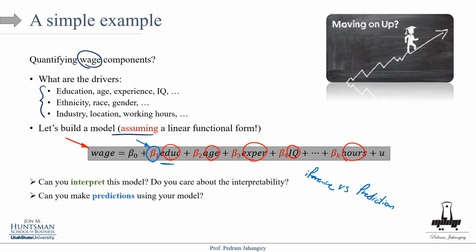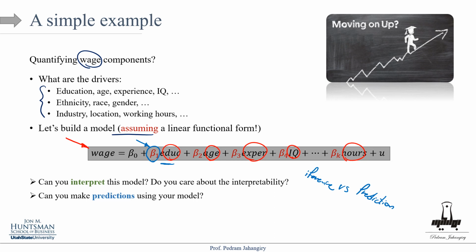And again, more importantly, do you care about making predictions? So for example, did you collect the survey data to, at the end of the day, make some predictions for other people's wage? If that's the case, then you care more about predictions versus interpretability, versus making inferences.